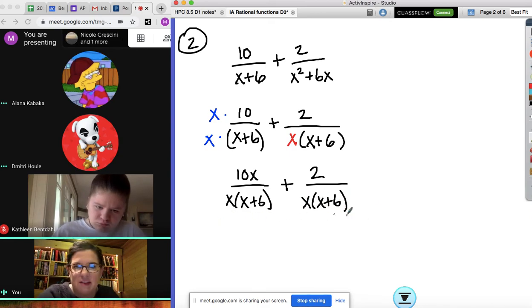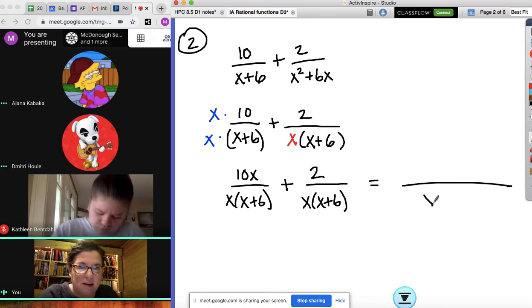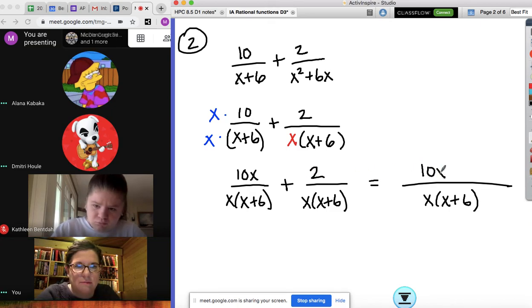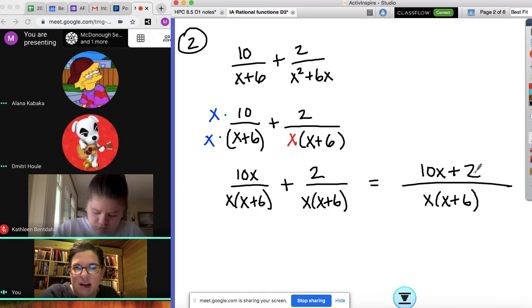Now you can maybe see a little bit better. They both have that same common denominator. So that is my denominator for my final answer. And then all I have to do is add the tops. So I have 10x plus 2. And those don't combine because the 2 does not have an x. So you just leave it like that.